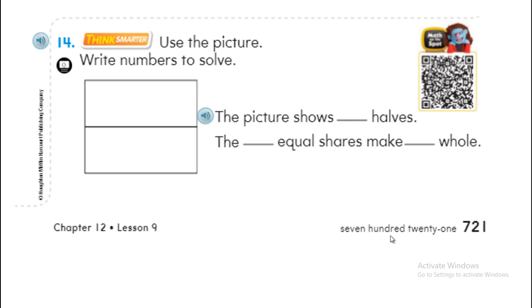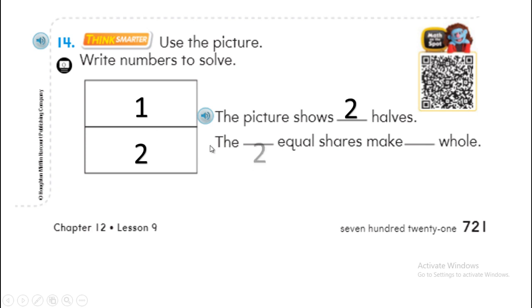We have a picture here of a rectangle, and this rectangle is cut in half, exactly in the middle, to show two equal shares. So, the picture shows how many halves? Well, I have 1, 2 halves. So 2 halves. Now, how many equal shares? The halves are the equal shares. I can call them halves or equal shares.